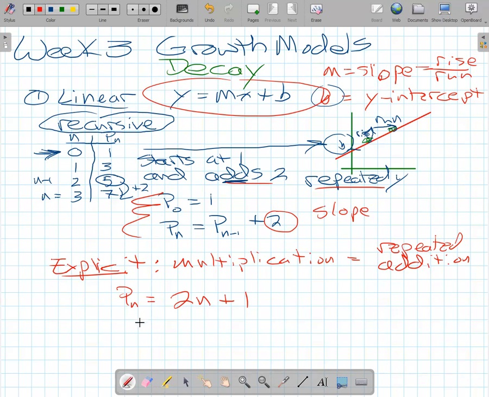Again, we'll dive into this in more detail in a minute. So big ideas here. First big topic is linear. Linear equations will either be recursive or explicit. And we just have to kind of sort out which we're going to use and why. Recursive one is great for a spreadsheet.